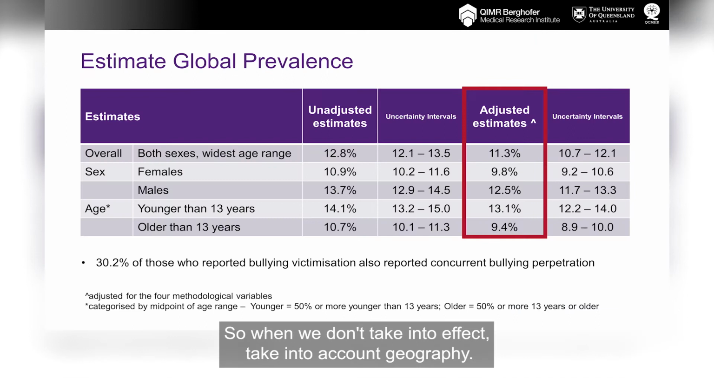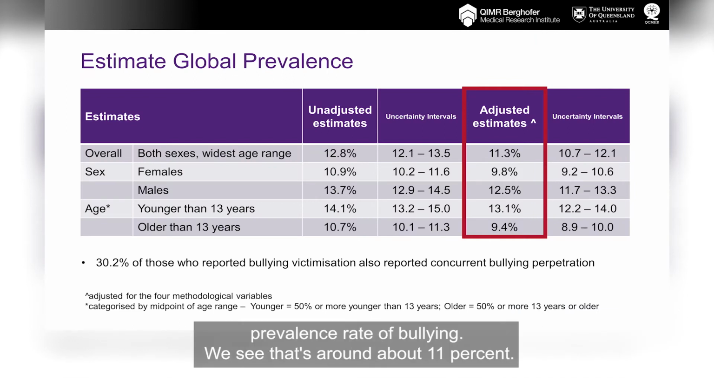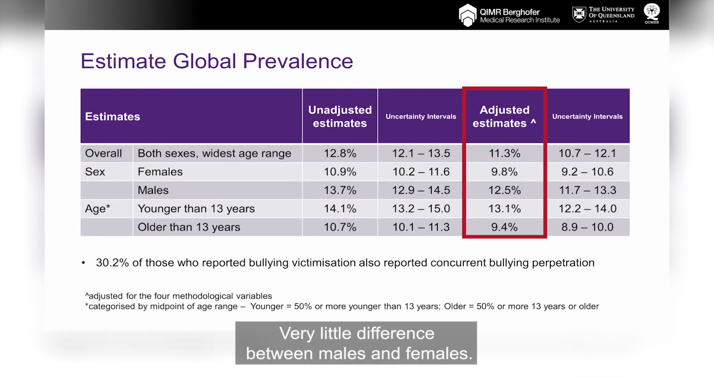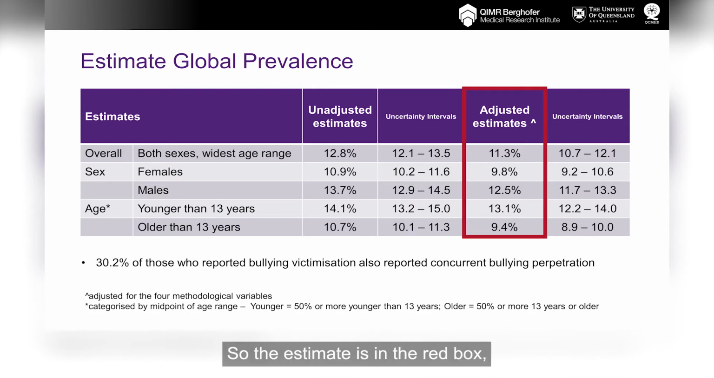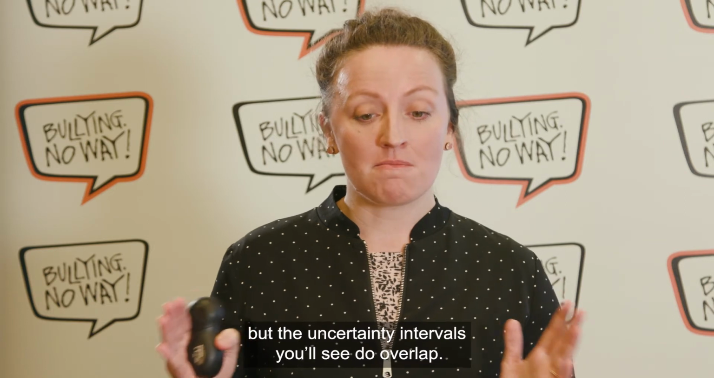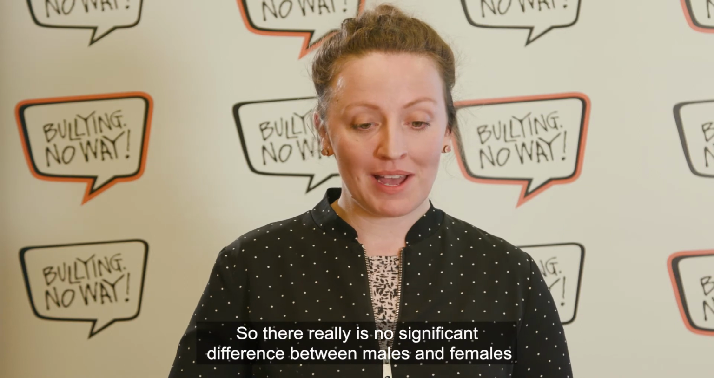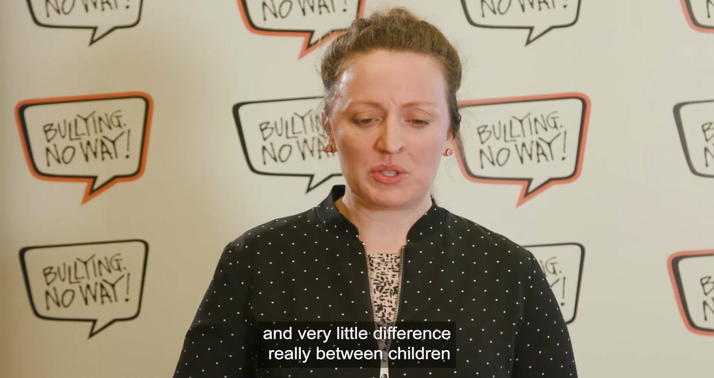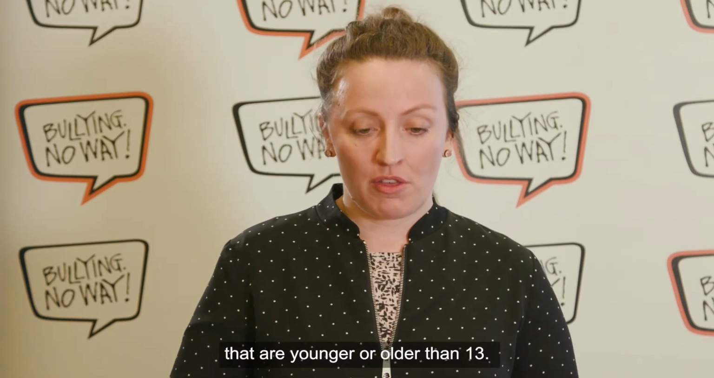So when we don't take into account geography, we're just looking at the overall prevalence rate of bullying, we see that's around about 11%. Very little difference between males and females. On the right-hand side, I included the uncertainty intervals. So the estimate is in the red box, but the uncertainty intervals you'll see do overlap. So there really is no significant difference between males and females, and very little difference really between children that are younger or older than 13.